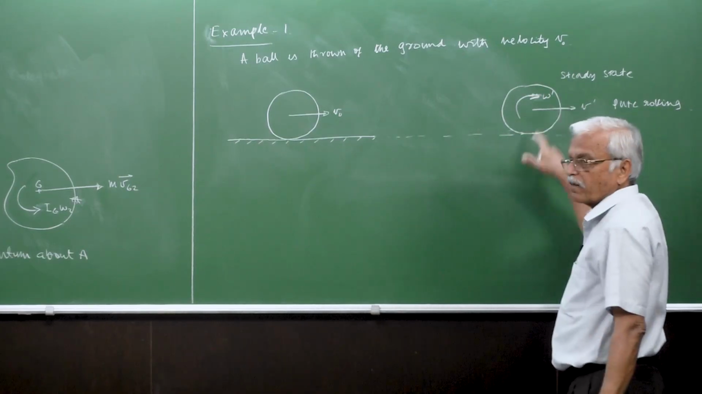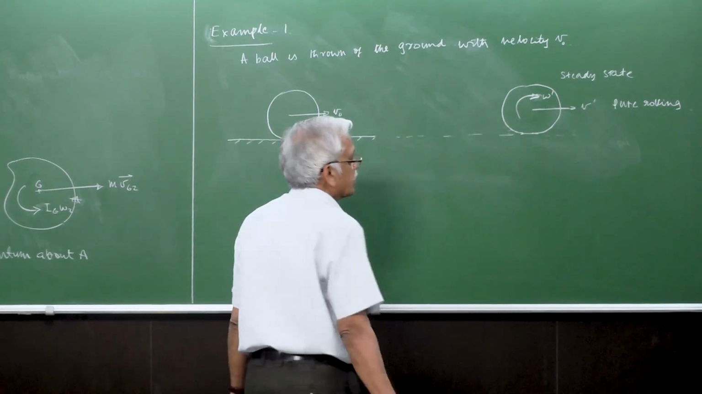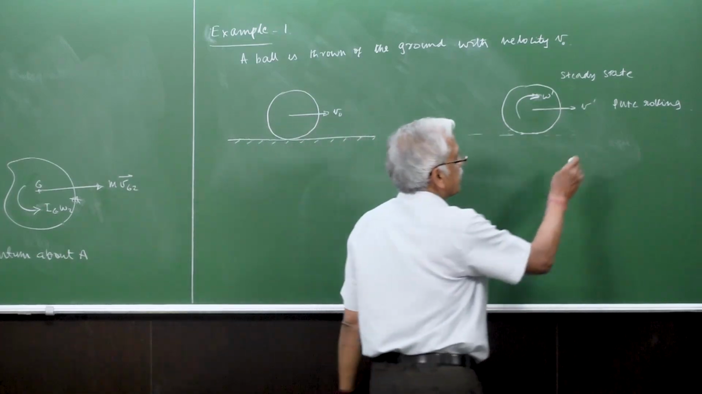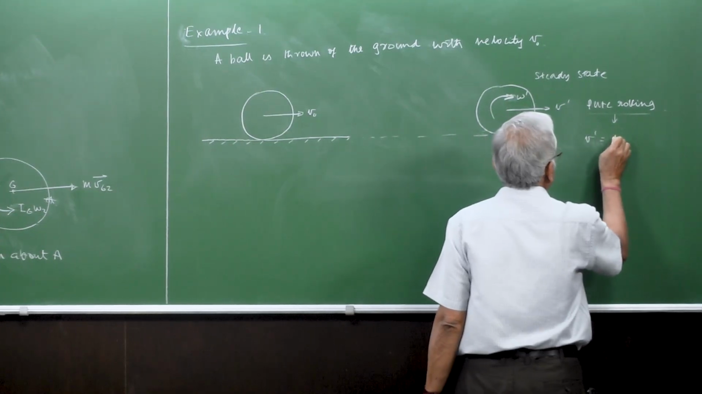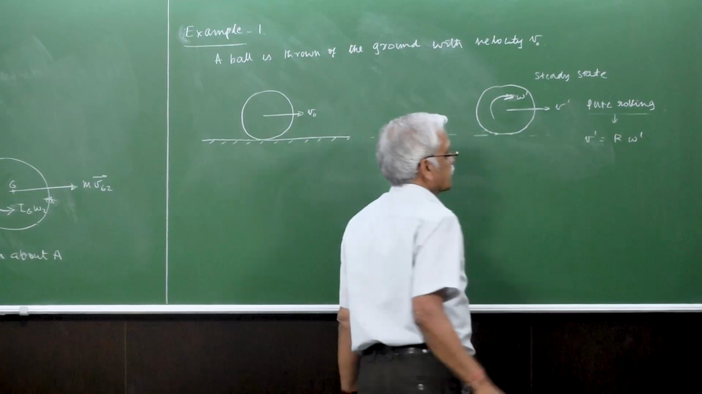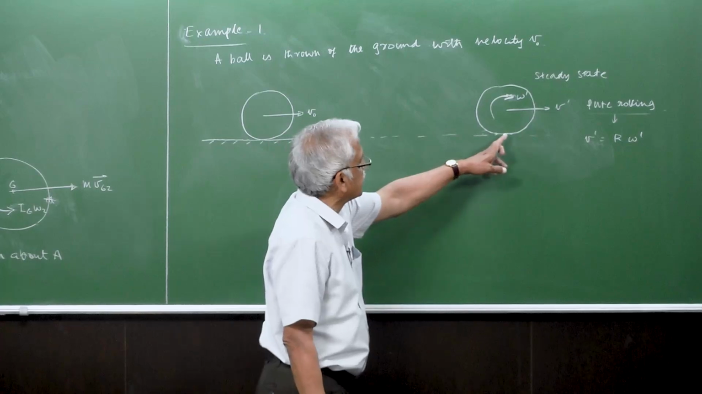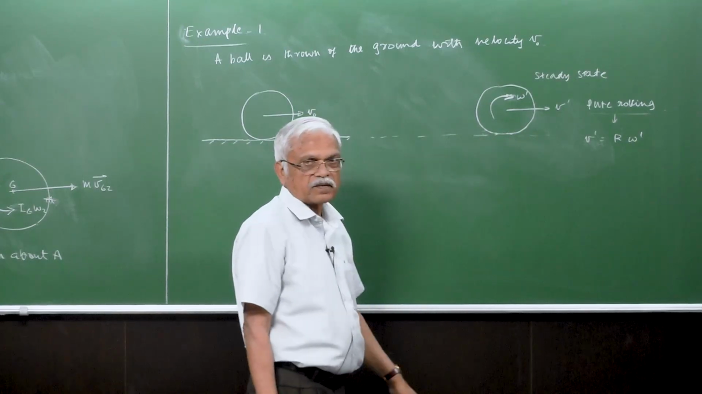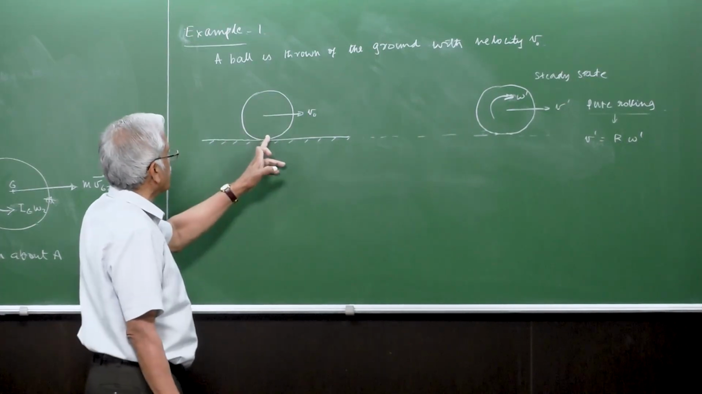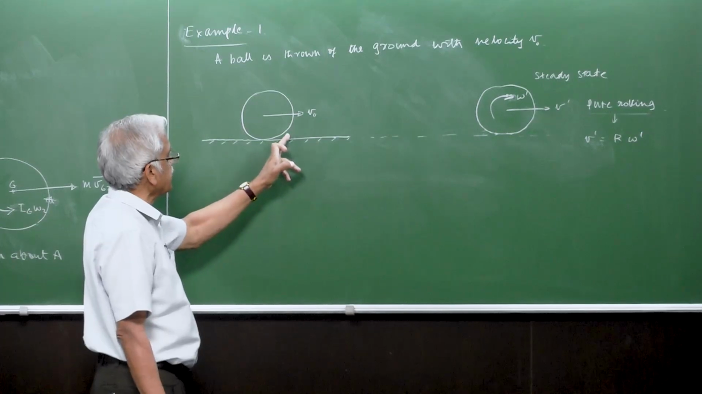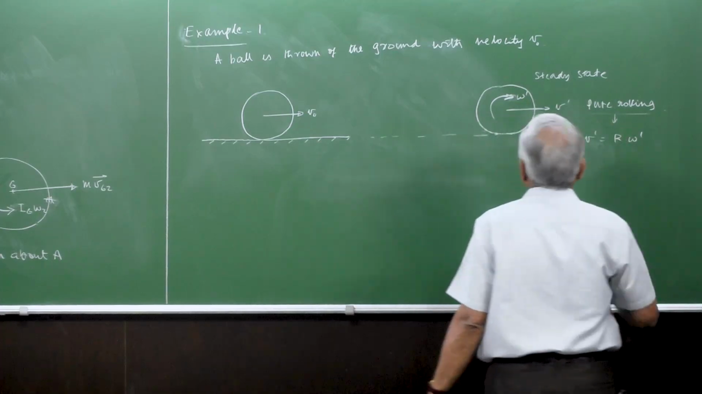Whenever you have this cylinder, a steady state or pure rolling consists of this v prime and omega prime. They are related in a certain manner. If r is the radius, then for pure rolling v prime is r omega prime, so we don't go into that. For pure rolling, the bottom point has zero velocity with respect to the ground, whereas here the bottom point has a certain relative velocity v naught with respect to the ground. That relative velocity becomes zero in the case of pure rolling.